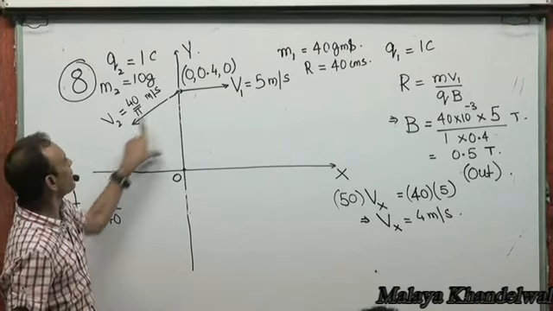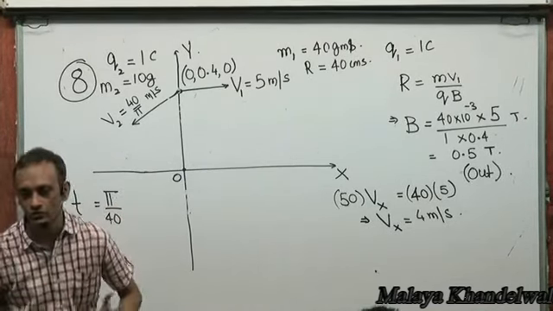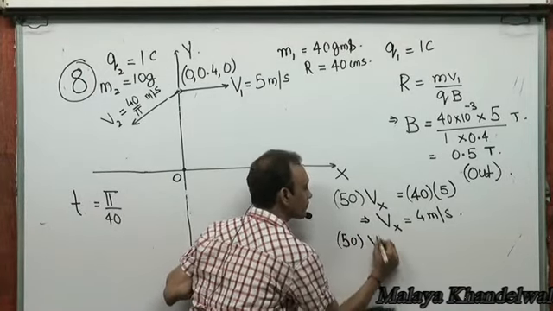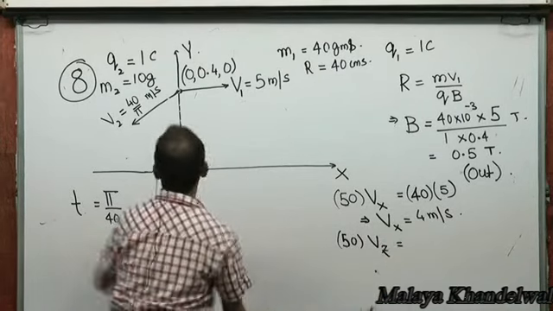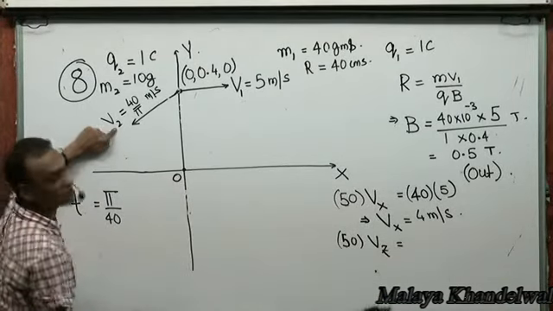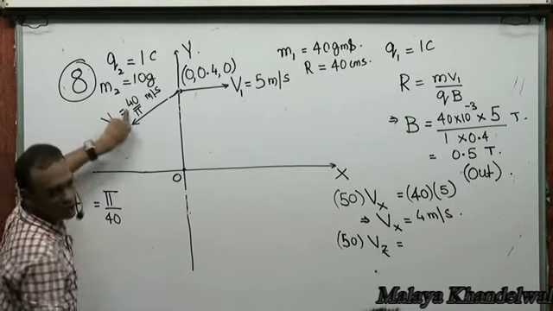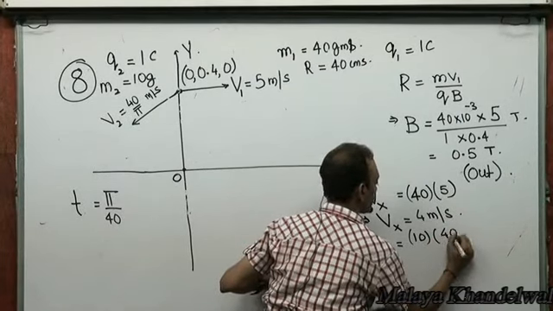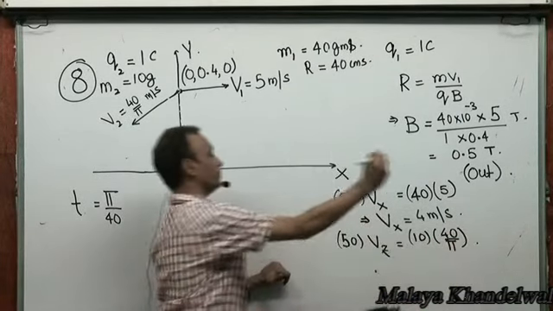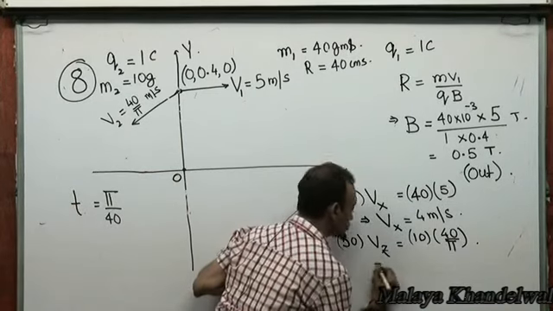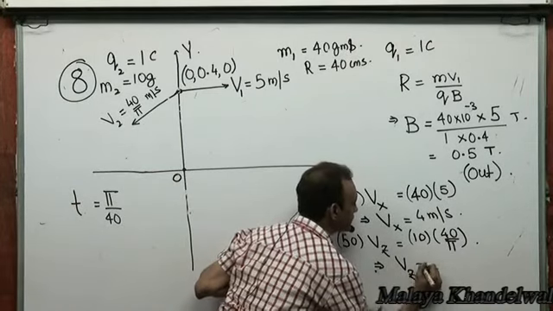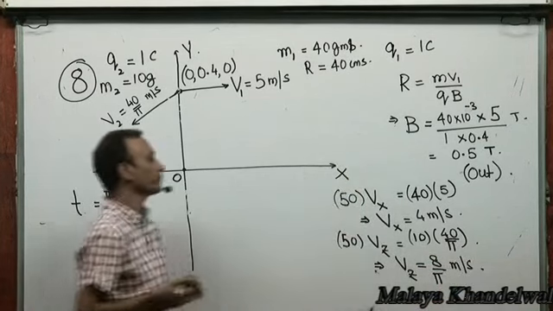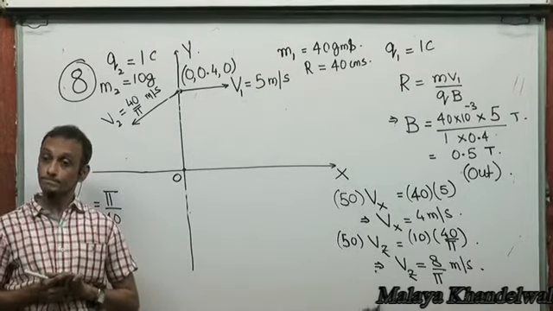Okay. Suppose the combined mass has a velocity Vz after collision. Then we have 50 into Vz equals the total linear momentum in the z direction, which is courtesy the second mass, so 10 into 40 by pi. Vz then turns out to be 8 by pi meters per second. Right?